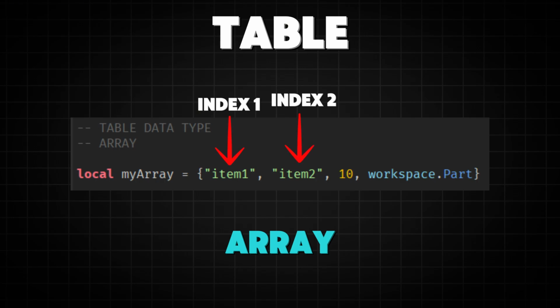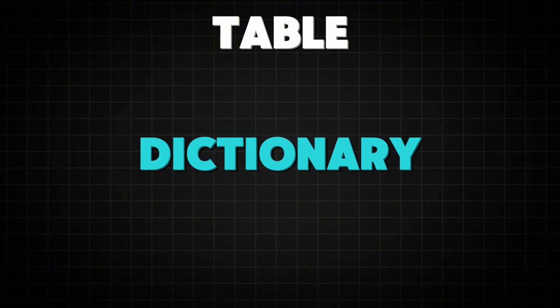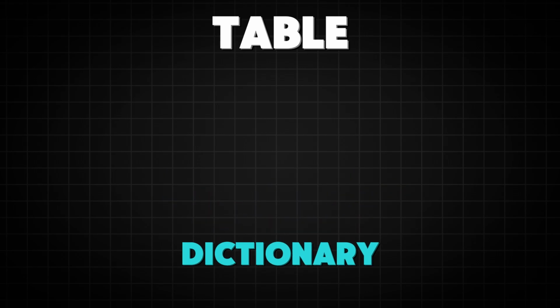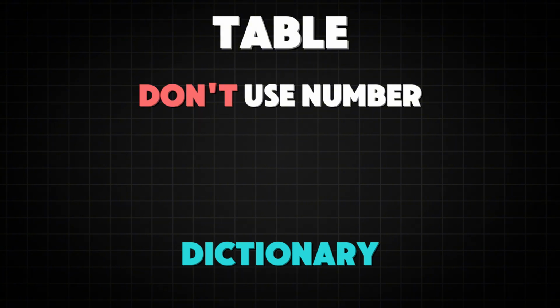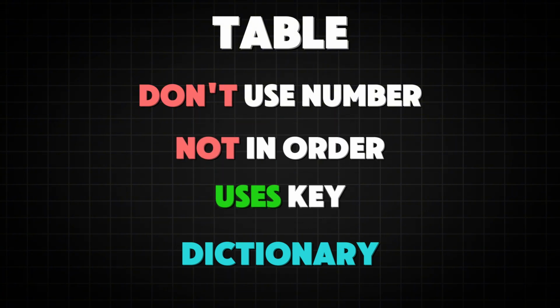Now for the other type of table, it's called dictionaries. Now, dictionaries are the same as arrays. They both store values. Unlike arrays, dictionaries don't use numbers as an index, and data stored are not in order. Dictionaries use a key as their index paired with the value assigned to them.